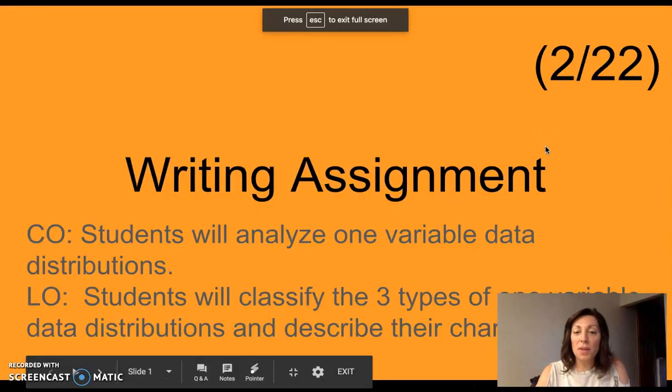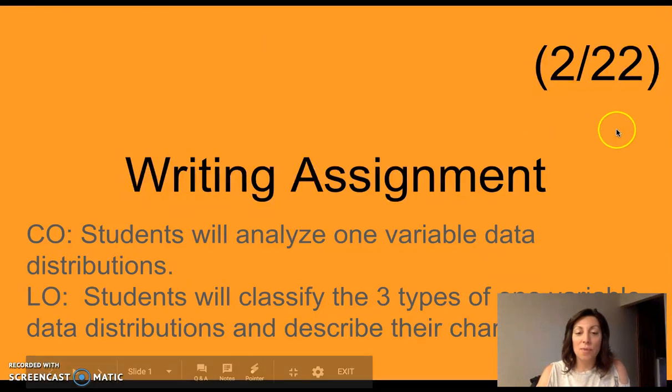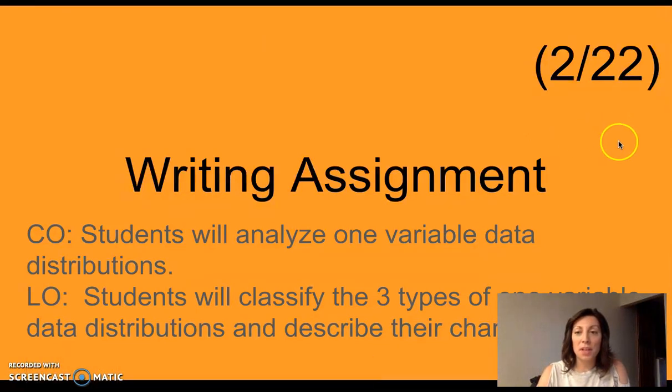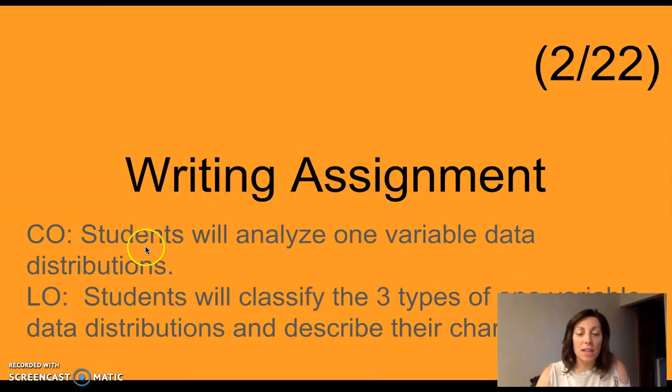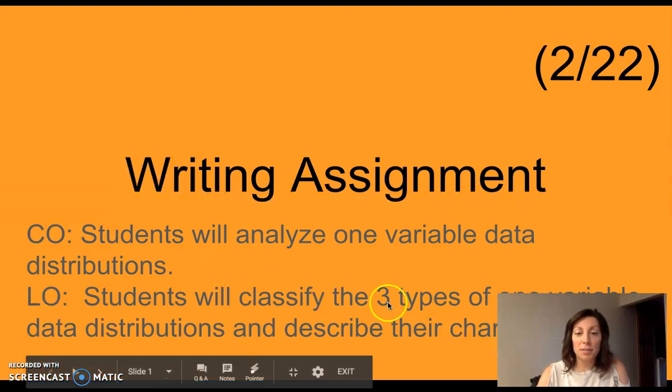So I want you to just follow along with me first. I will tell you when to write and what to write. So for right now, just follow along with me here. Our new writing assignment is going to be for us to analyze one variable data distributions. You have been learning about 3 types of variable data distributions, and you're going to actually classify them and describe them in your writing.